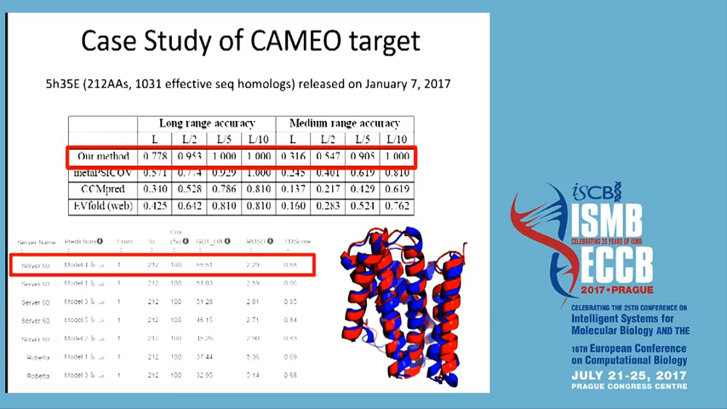And then look at this, the RaptorX server. The RMSD is 5 angstrom, and the TM score is only about 0.7. So we generate a much better model. RaptorX uses a pure correlation method to do the contact prediction and then does the folding simulation. But we don't do any folding simulation. We just feed our predicted contacts into CNS. So this is one example.